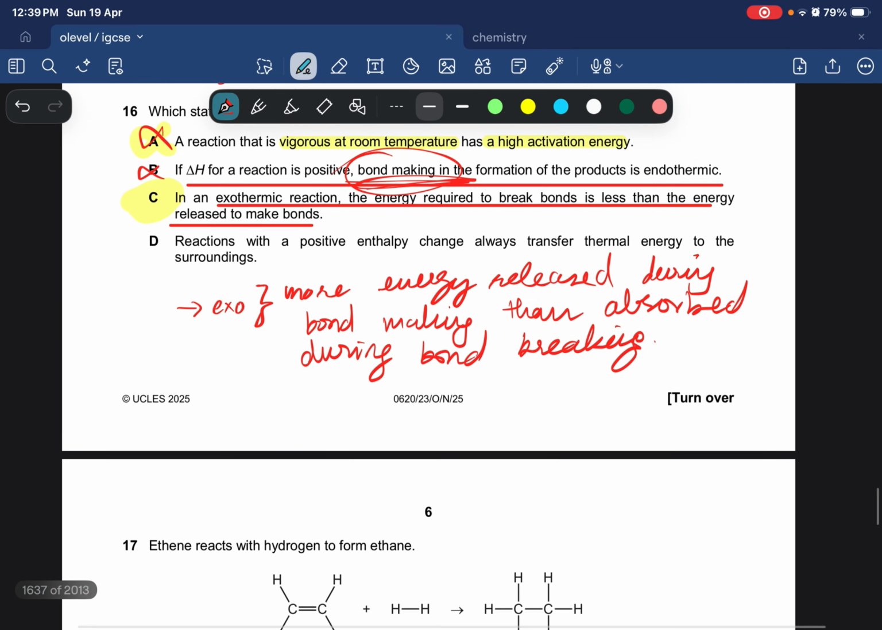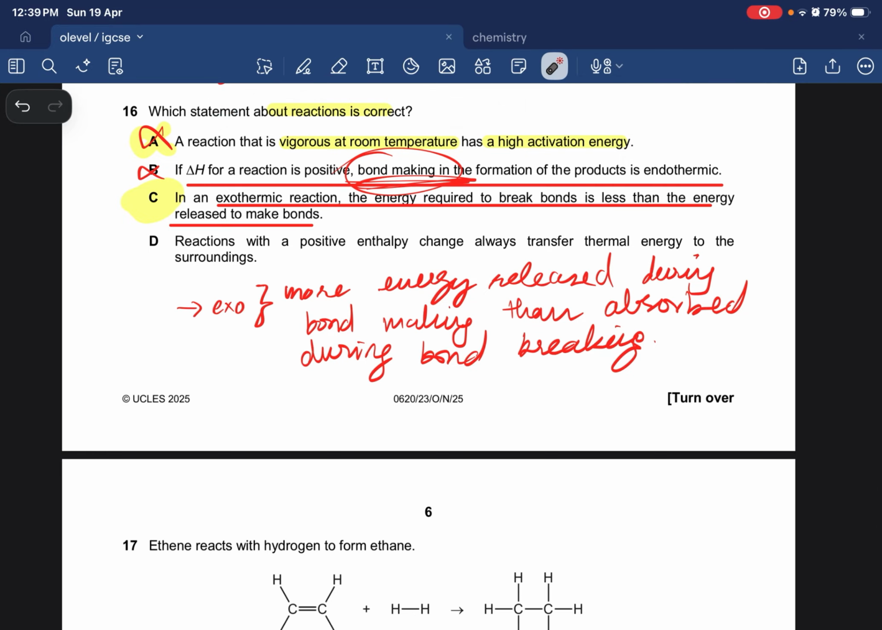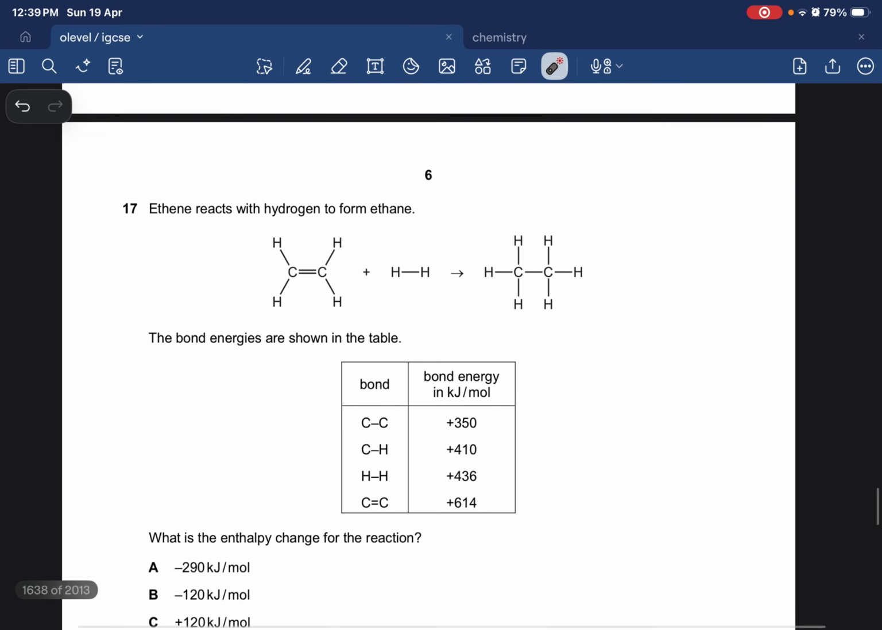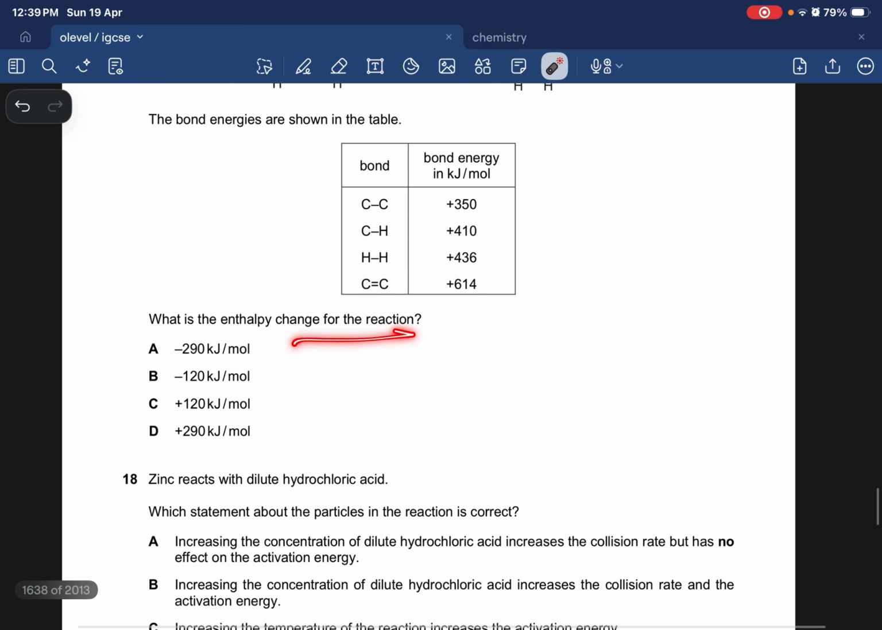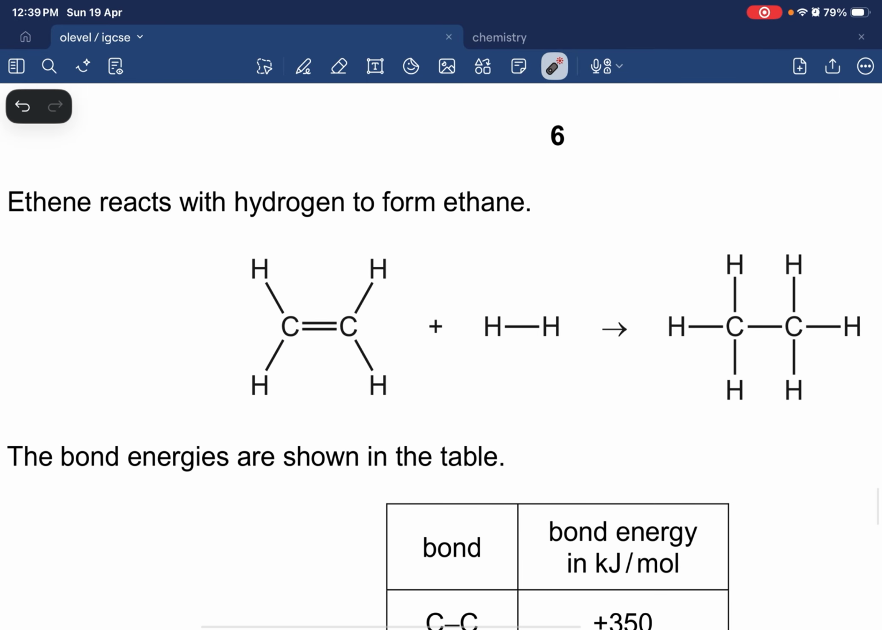Okay, we don't even need to read the last one, but it says reactions with a positive enthalpy change always transfer thermal energy to the surroundings. No, they absorb thermal energy from the surroundings. A positive enthalpy change means absorbing thermal energy from the surroundings. Okay, ethene reacts with hydrogen to form ethane. The bond energies are shown in the table. What is the enthalpy change for the reaction? First, you have to break the bonds.